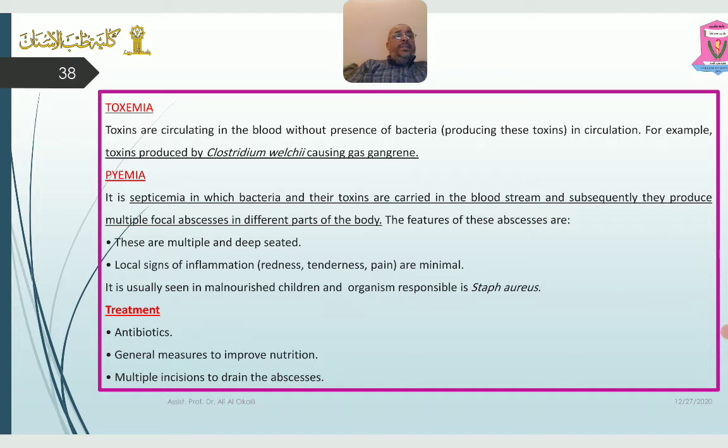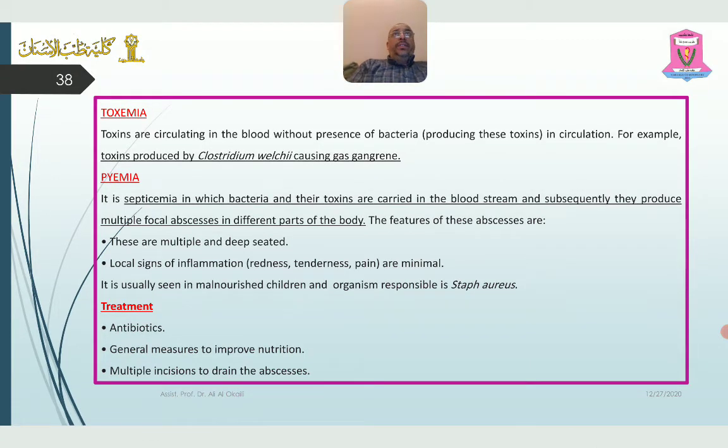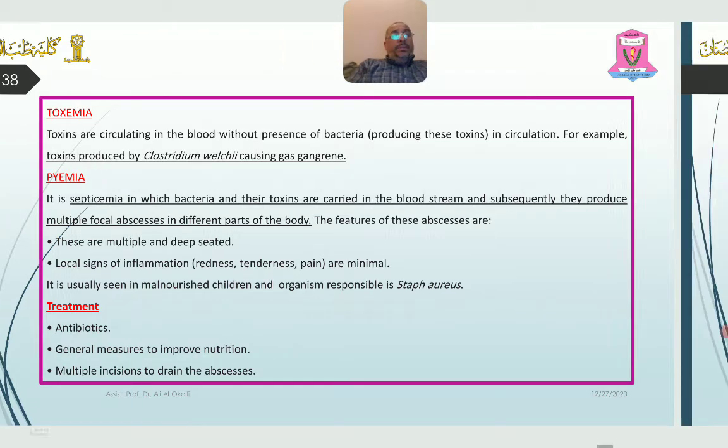The feature of these abscesses are multiple and deeply seated with inflamed organs, tenderness, pain, and usually seen in malnourished children, and organism responsible for such pyemia is known as Staphylococcus aureus. Treatment, of course, antibiotic, improvement of nutrition, sometimes surgical intervention might be needed in order to decrease the severity of abscesses.